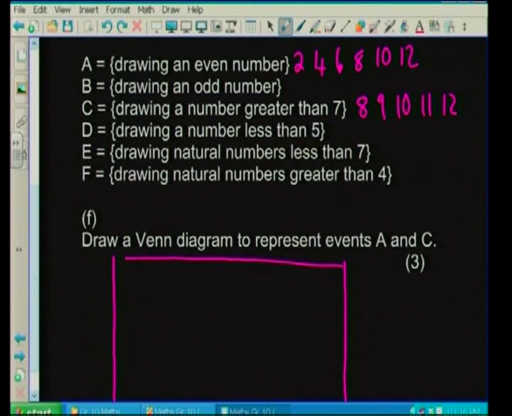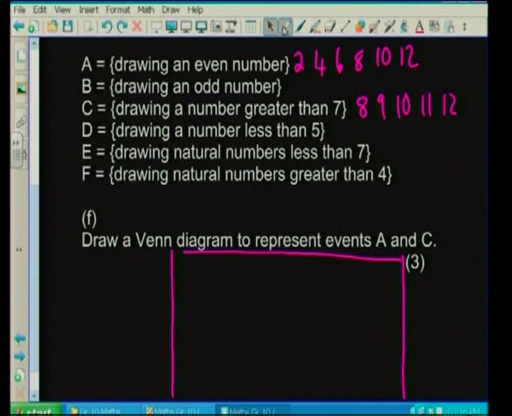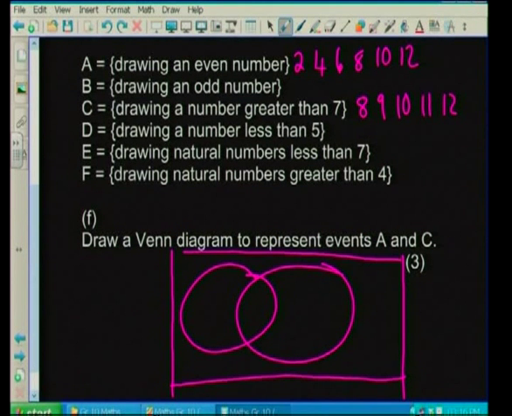Start off with our rectangle. Ooh, my rectangle has gotten feet. It seems to be moving, right? And there's my rectangle over there. And I'm going to call event A my even numbers. So I'm just going to call this A because that's easier. I know that A stands for even number. Then I'm going to call the other one C, and that stands for numbers greater than 7. Now I'm going to start with the numbers greater than 7.